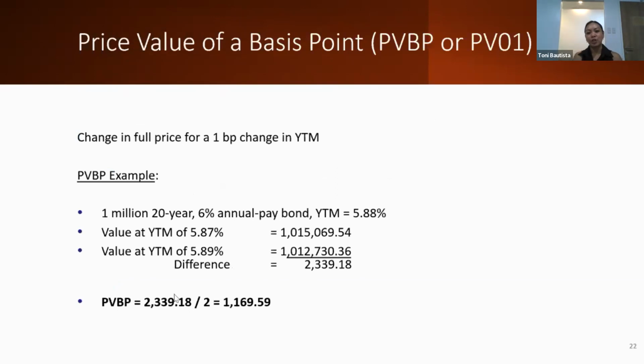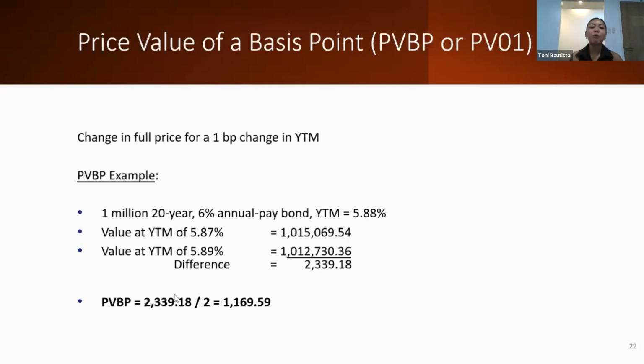Now, we also have a concept in Treasury. We call it PVO1 or PVBP, or price value of a basis point. What this means is, what would be the change in the value of the bond for a 1 basis point change in YTM. The easiest way to compute this is to compute the price of the bond if, for example, you deduct 1 basis point from the yield, and then add 1 basis point to the yield. The difference here would be the price value of a basis point, or the PVO1. So if yields move by 1 basis point, this would be your potential gain or loss. If yields move by 10 basis points, this would be your potential gain or loss multiplied by 10. Because essentially, what you are measuring here is the change in the market value of the bond for just a 1 basis point change in yields.